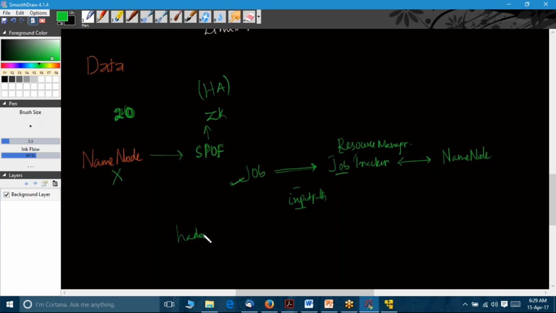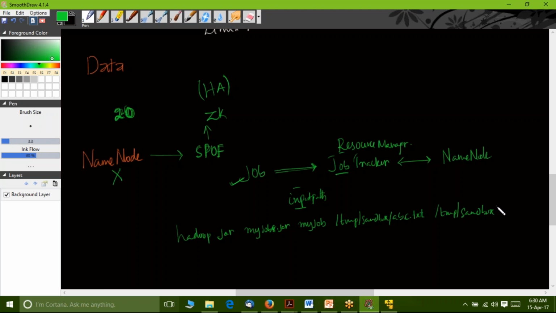This is how you do it actually. Hadoop jar, and you specify the jar file myjobs.jar, and we specify what is the job you want to run, and then we specify /tmp/sandbox/abc.txt, and /tmp/sandbox/abc_out.